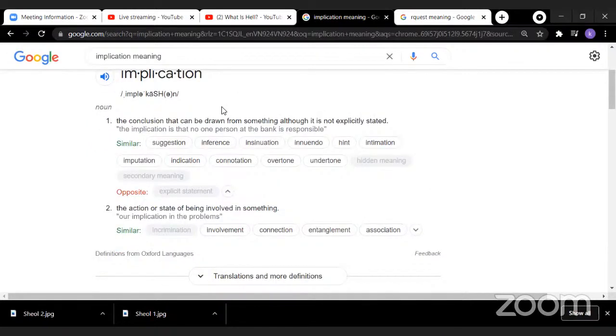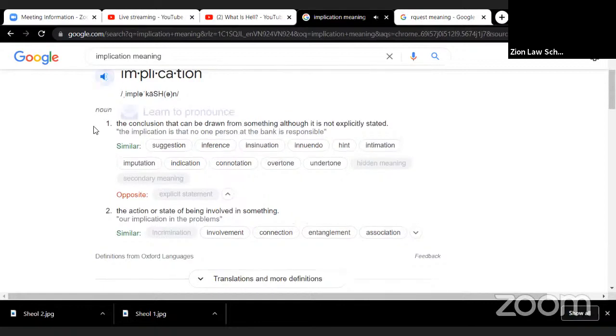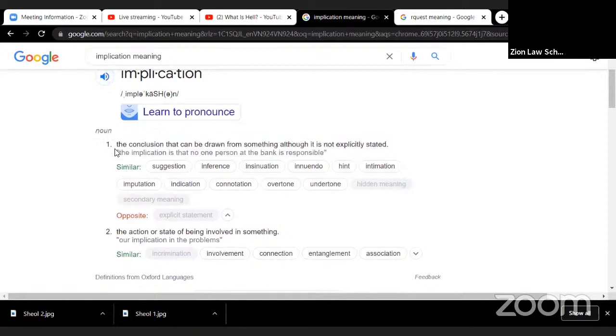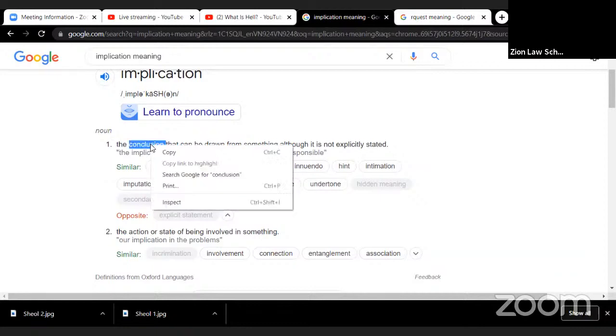By the meaning. So here we are. Implication. Just go through, present the meaning. Okay, so implication is a noun. The first meaning is the conclusion that can be drawn from something, although it is not explicitly stated. Okay, so the conclusion. So now let's look this one up.